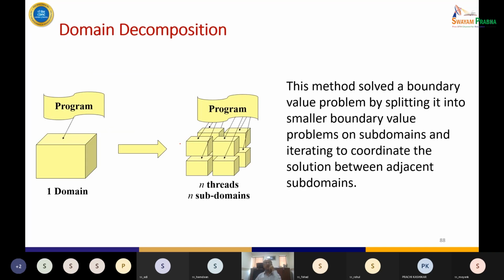Then the domain decomposition. Again, I am not an expert in software writing.